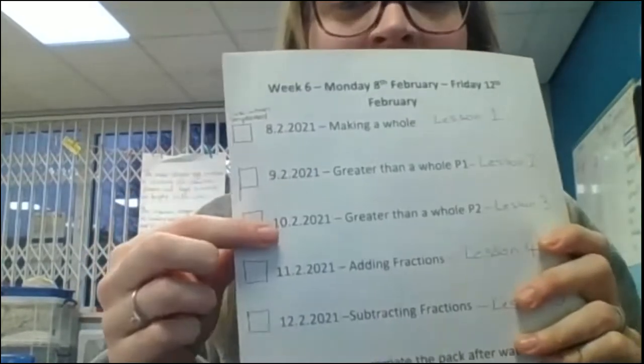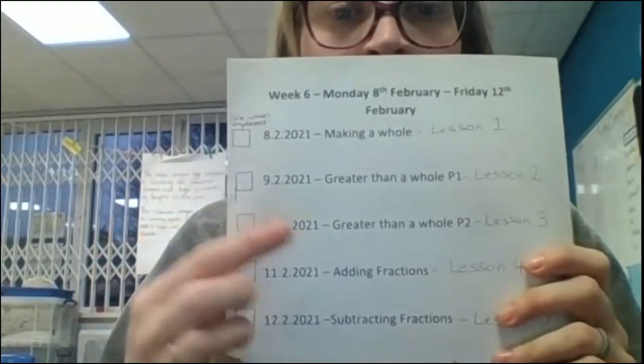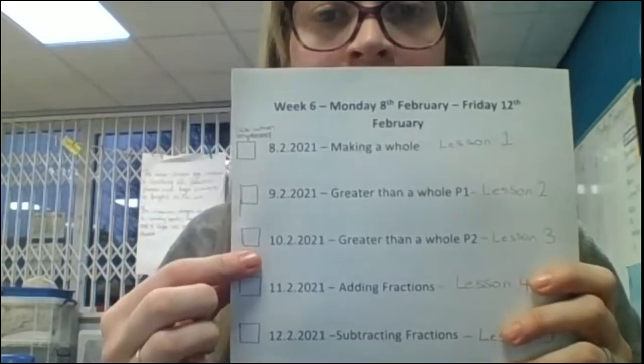So today's lesson is continuing from yesterday's lesson. We are doing lesson 3, greater than a whole, part 2. Remember, we're looking at when it's greater than a whole. If you are stuck on knowing what a whole is, watch the first lesson from Monday, making a whole. We're going to be doing this today, and you're also going to need your Power Maths book.